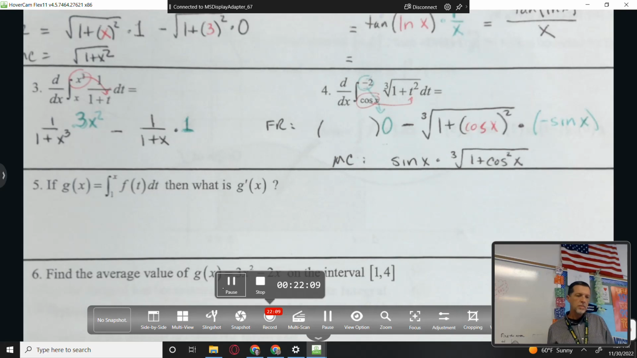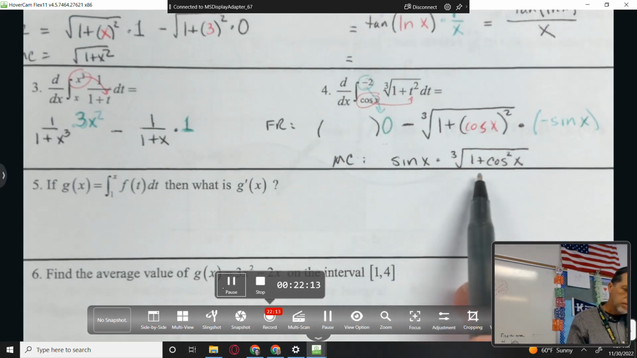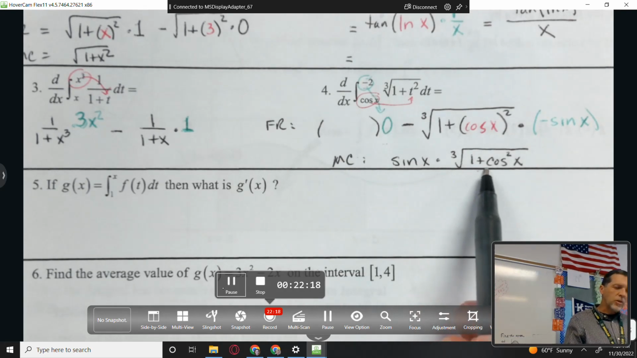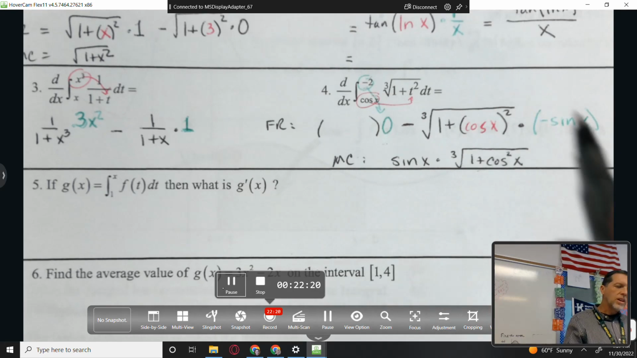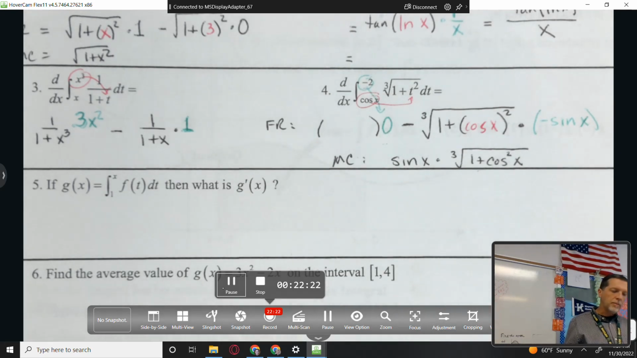Wouldn't the inside of the radical be sine squared? Because 1 plus cosine squared. No, because sine squared plus cosine squared is 1. Oh, it'd have to be minus. It'd have to be minus. Yeah.